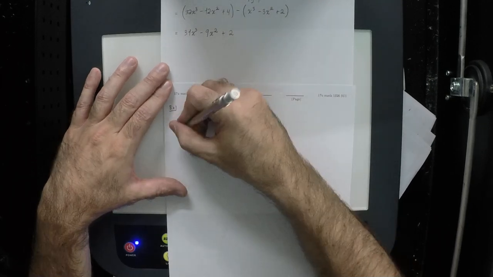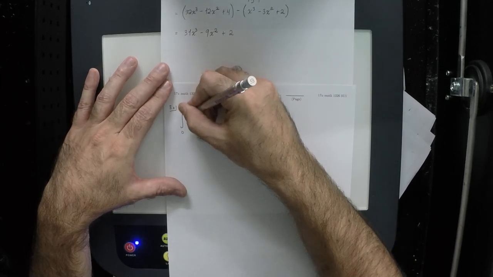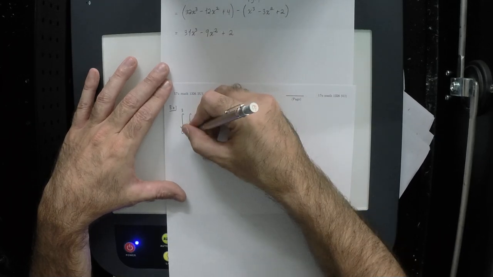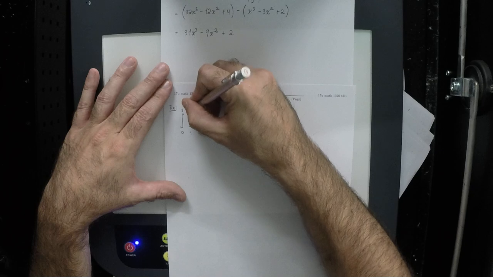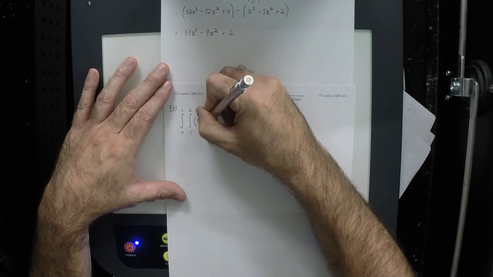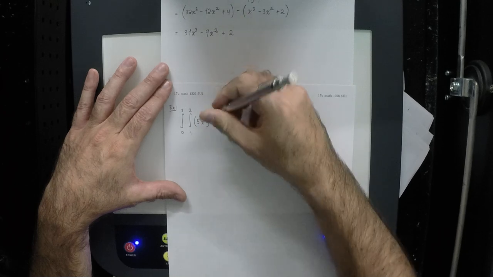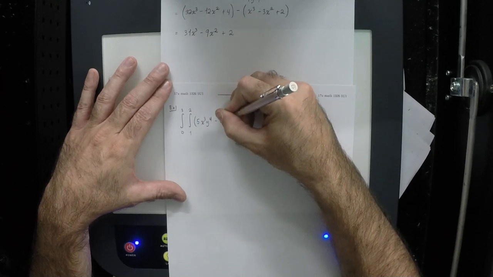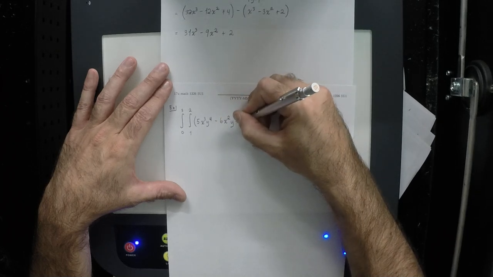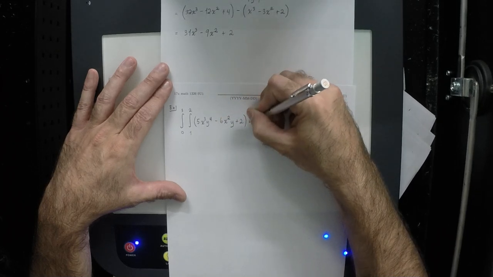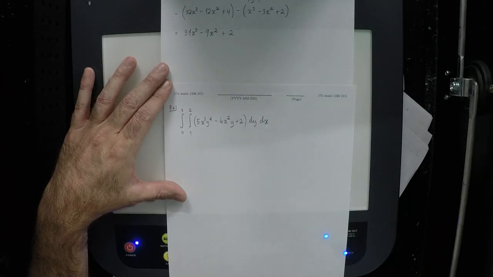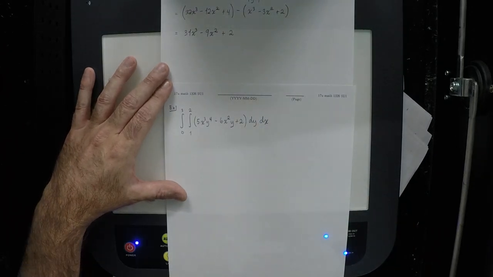Integral from 0 to 3, integral from 1 to 2, 5x cubed y to the 4 minus 6x squared y plus 2, dy dx. Now what?